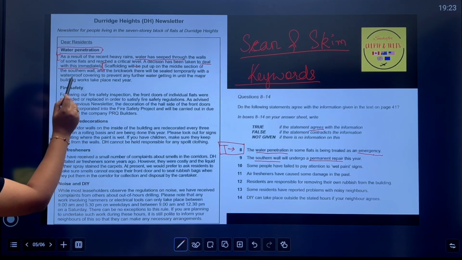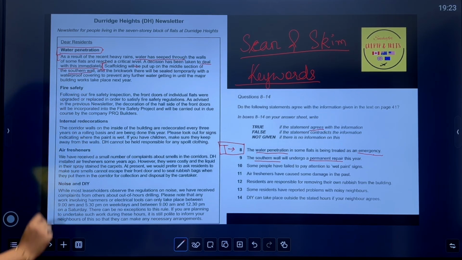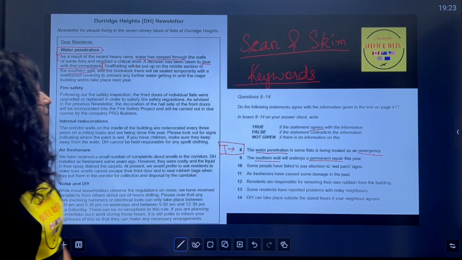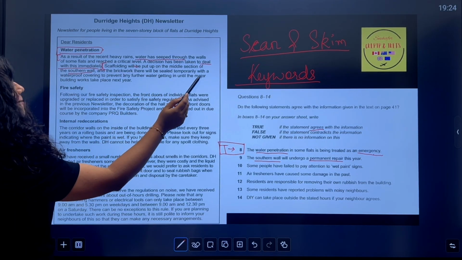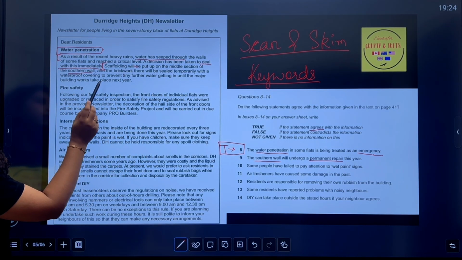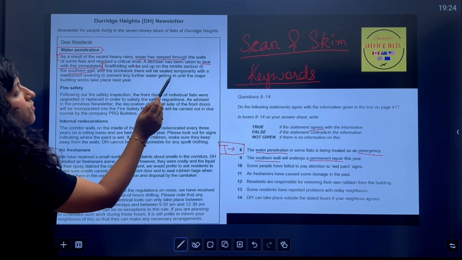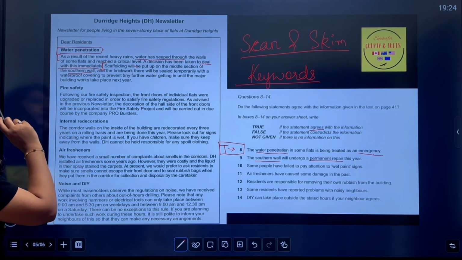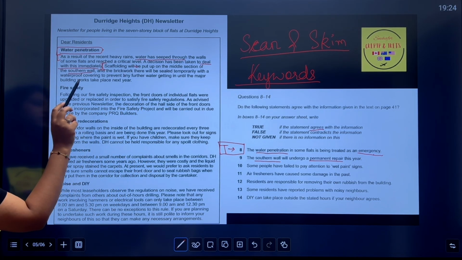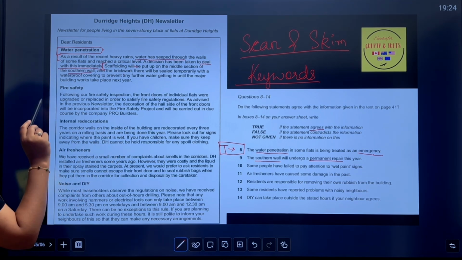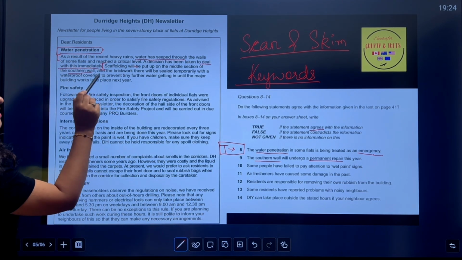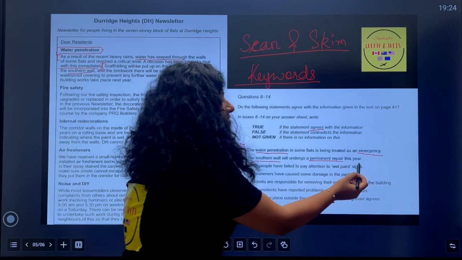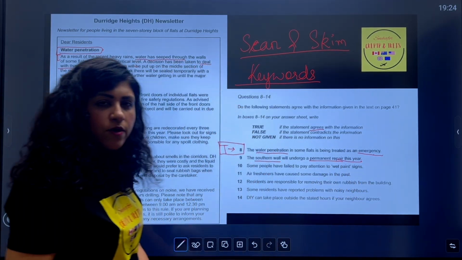I have my first keyword, southern wall. Permanent repair. And the brickwork there will be sealed temporarily with a waterproof covering to prevent any further water getting in until the major building works take place next year. So here southern wall is definitely here, but does it say that this year some permanent work will happen?